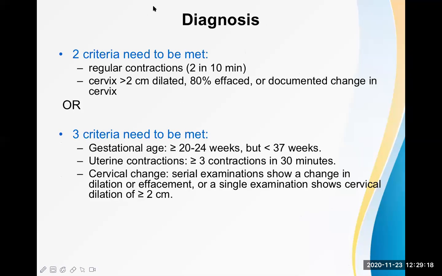Now, how to diagnose this? Please pay attention. This type of question is very commonly asked of students. Two criteria need to be met. These are regular contractions, 2 in 10 minutes, and the cervix is more than 2 centimeters dilated, 80% effaced, or there is a documented change in the cervix.